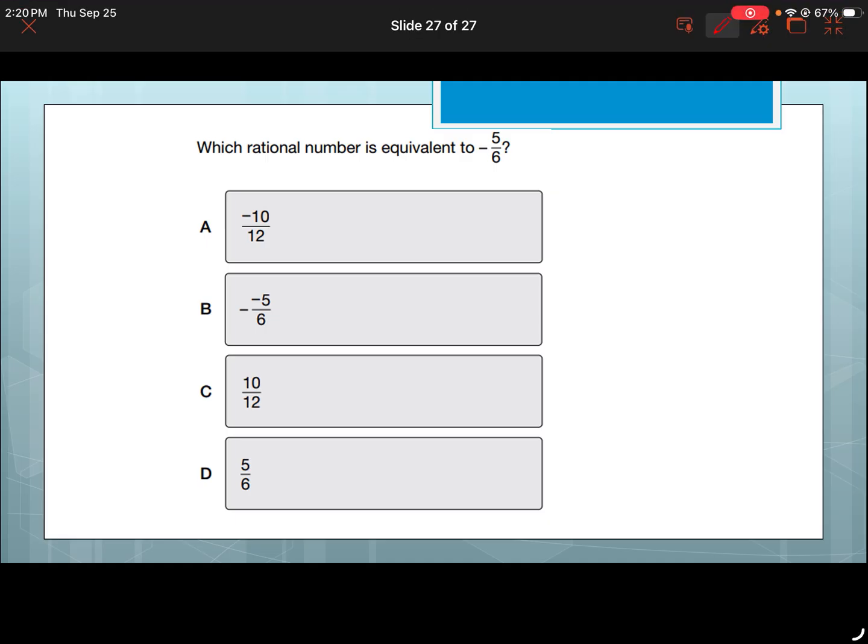Which one's negative 5 over 6? So if we just simplify all of these, that's obviously not the same. This one would become 5 over 6, but that's not got a negative. This one would become positive, wouldn't it? Because I've got a negative and a negative, which makes it positive. So this would be 5 over 6. And this one, you can bring the negative out in front, and then 10 and 12 can both be divided by 2. And that would get me negative 5 over 6. And that is exactly what it says. So that's that one.